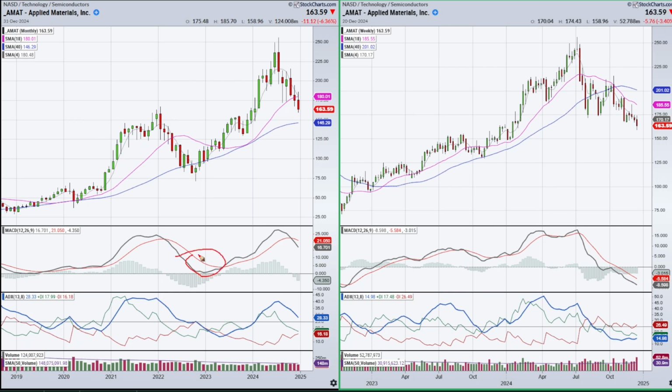We're going to use MACD and we're going to use ADX in these situations to identify the severity of the decline on the monthly chart, and that's going to help us identify how aggressive we want to be on the weekly chart when we're looking to buy the reversal. All right, so let's just start with the monthly.